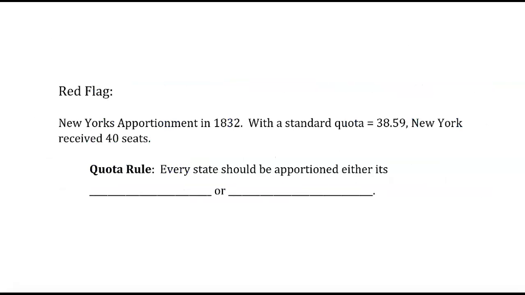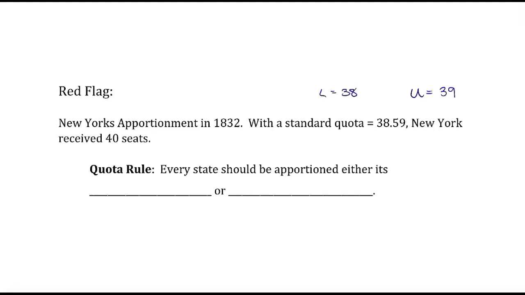Another red flag with Jefferson's method occurred in 1832. New York had a standard quota of 38.59, and New York received 40 seats. With a standard quota of 38.59, New York's lower quota would have been 38. New York's upper quota would have been 39. But New York managed to get a whole other seat above that with 40 seats.